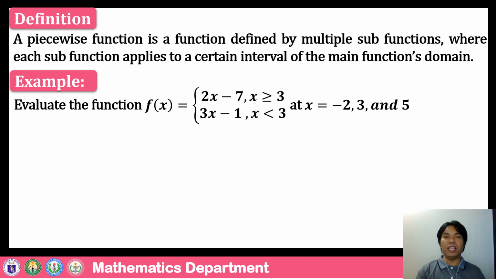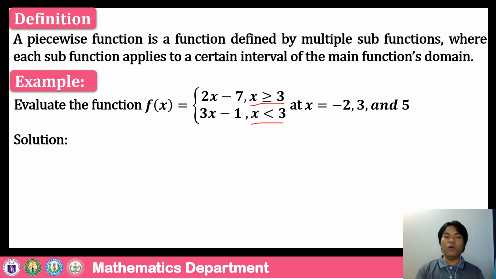Sa pag-i-evaluate natin ng isang piecewise function, napakahalaga na alam natin kung kailan lang natin gagamitin ang bawat subfunction na ito. Ang unang subfunction natin ay gagamitin natin pag ang ibinigay na value ng x ay equal sa 3 or mas mataas pa dito. Ang pangalawang subfunction naman natin ay gagamitin natin pag ang ibinigay na value ng x ay mas mababa sa positive 3.